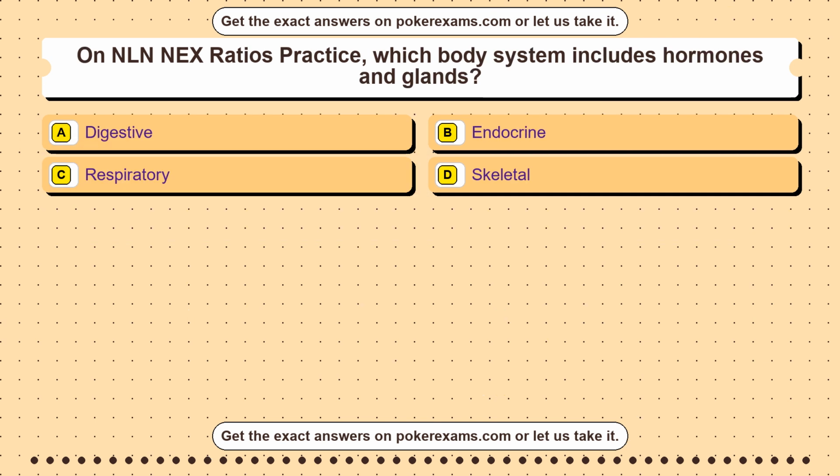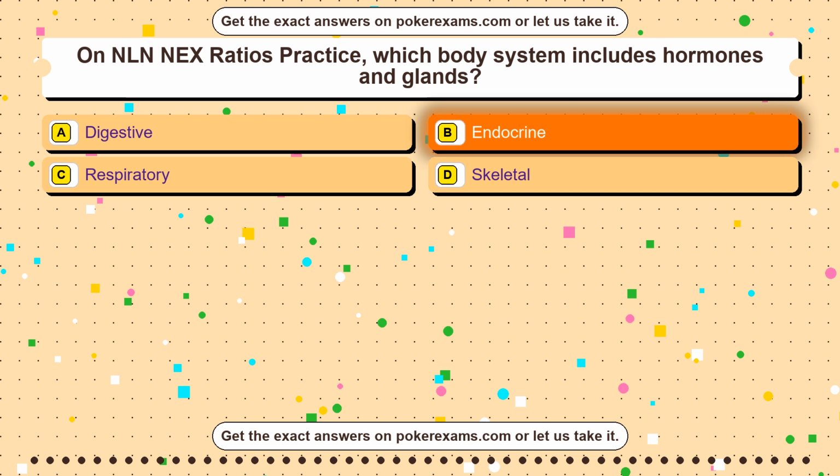Question 44. On GED Prep 2026, which operation undoes multiplication by 5? Option A multiply by 10. Option B divide by 5. Option C add 5. Option D subtract 5. The correct answer is option B.